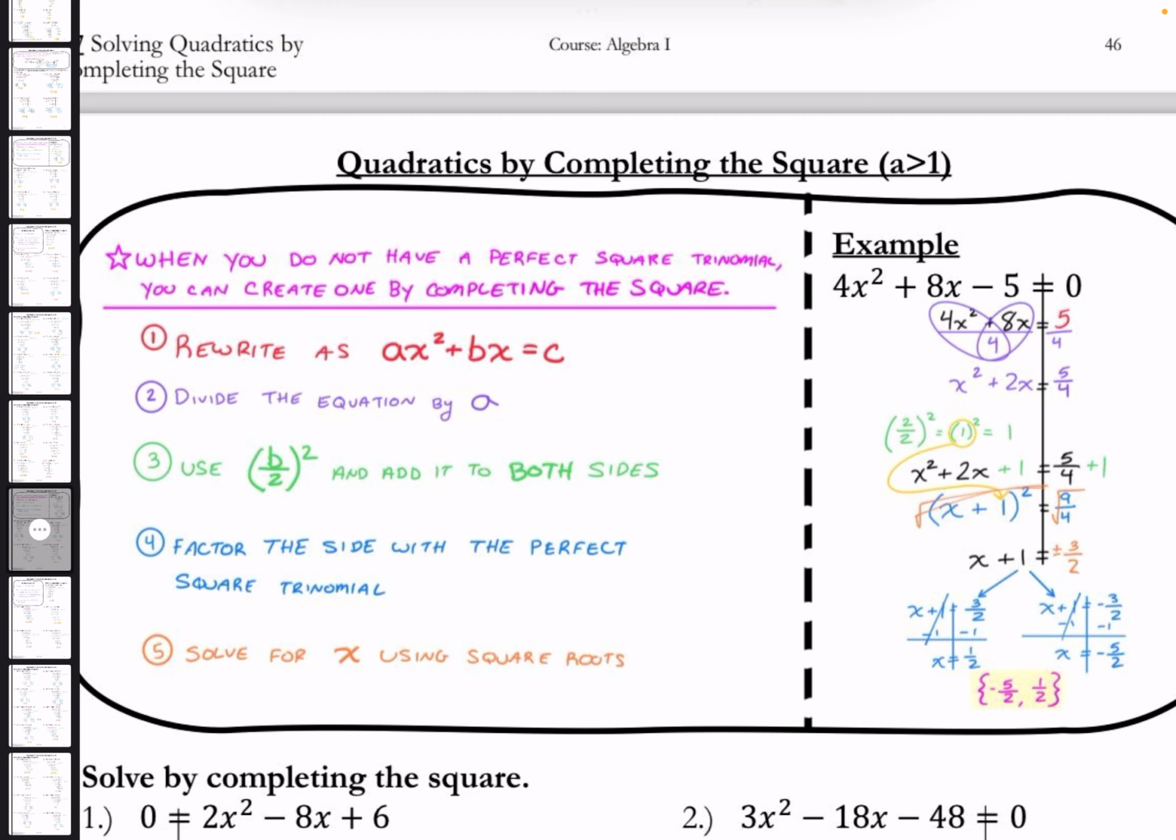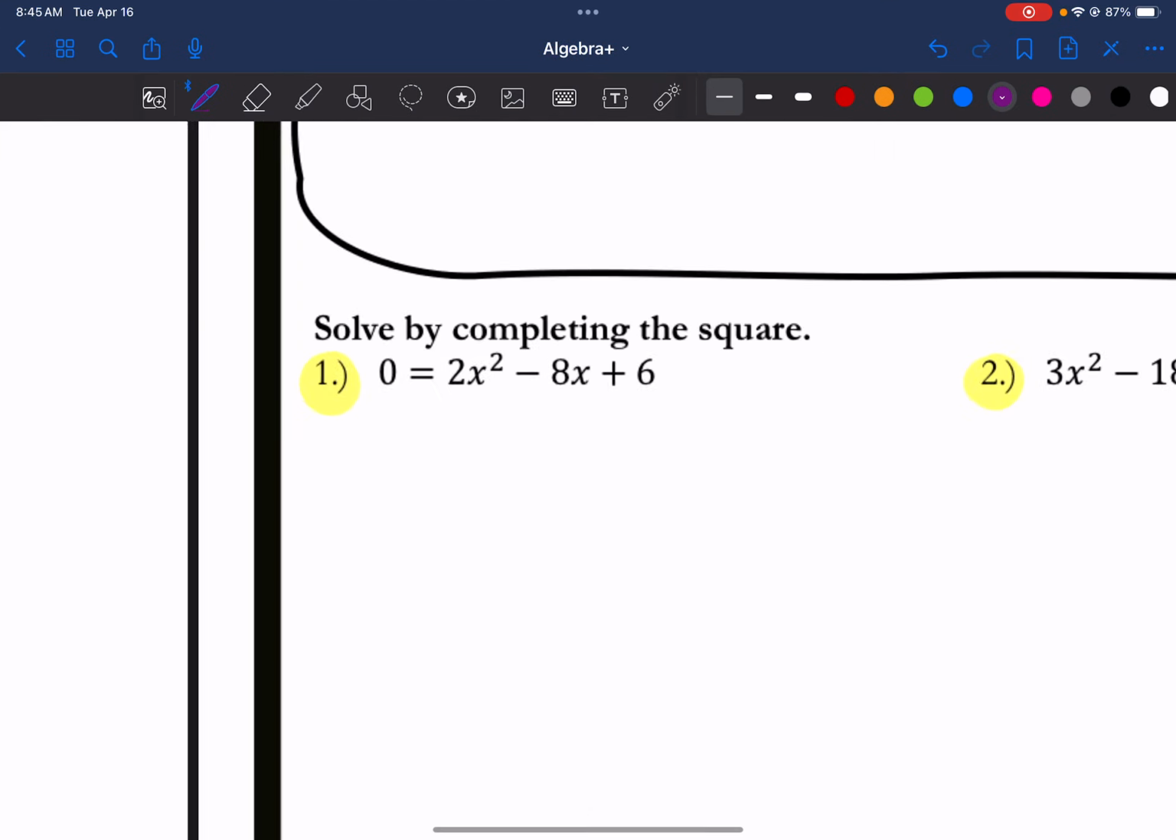Now in here, what you're going to notice is that we're going to get some fractions, and that's okay, right? We still bring c to the other side, but step 2 is a little different. We want to divide the entire equation, I mean every single term, by a. Then we follow the same steps. We do b over 2 squared, we factor, go from there. So let's do problem number 1.